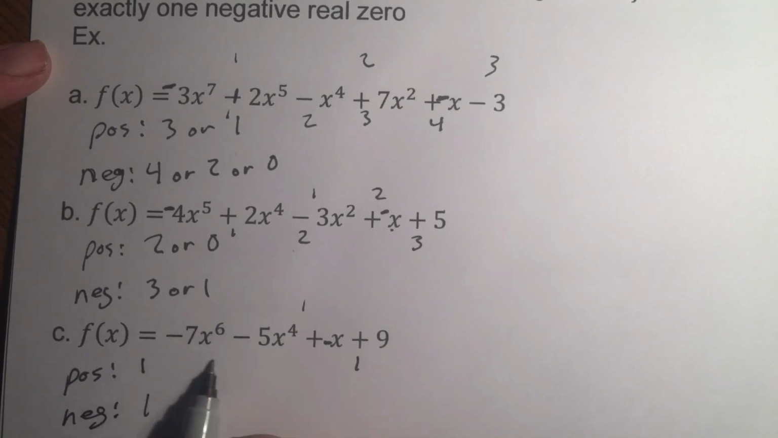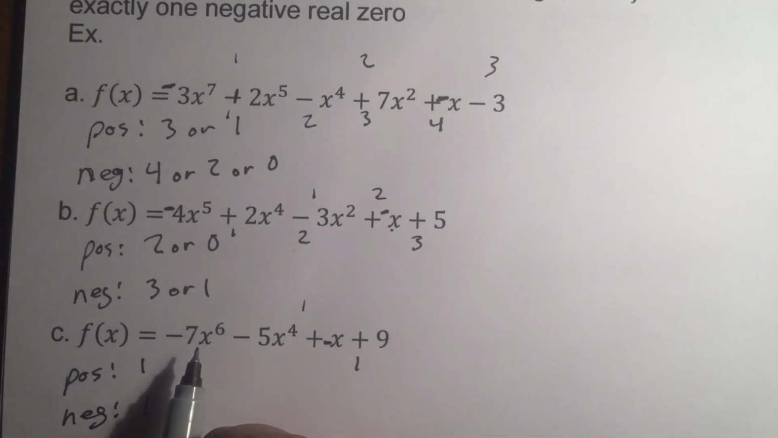There's 6 possible roots. So that tells you 4 of these have to be complex imaginary roots. So they have to have i's in them. Only 1's positive, 1's negative.